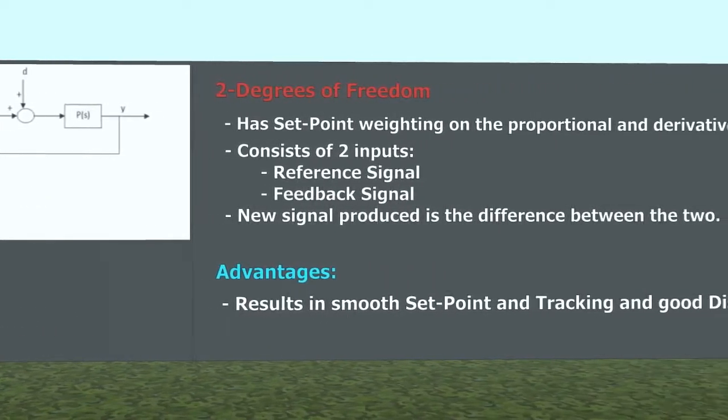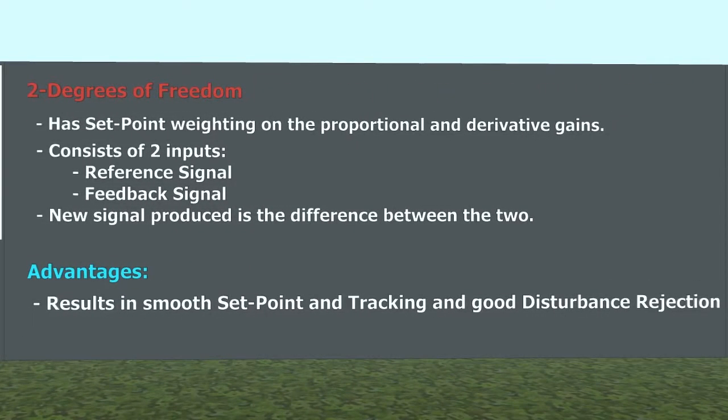A 2 degree of freedom controller has set point weighting on the proportional and derivative gains. It consists of two inputs, the reference signal and the feedback signal. The new signal produced is the difference between the two. The advantages are that the 2 degree of freedom controller results in smooth set point tracking and good disturbance rejection.